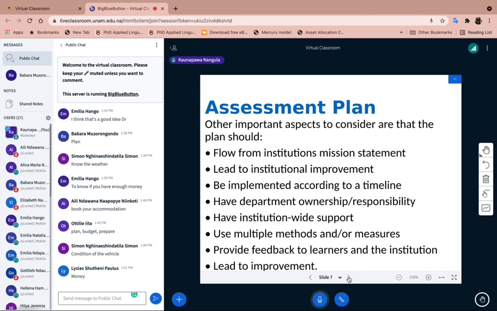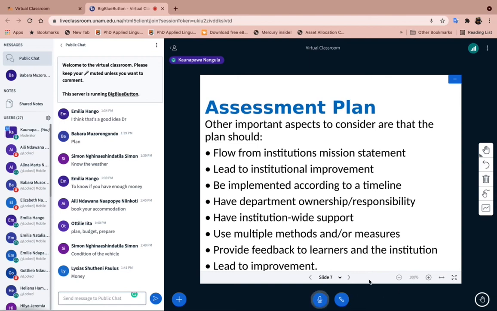Be implemented according to a timeline. There should be a timeline that you have, and set it out in such a way that it indicates at which points you are going to carry out the assessment, analyze the data, and plan it, and make some sort of improvement.